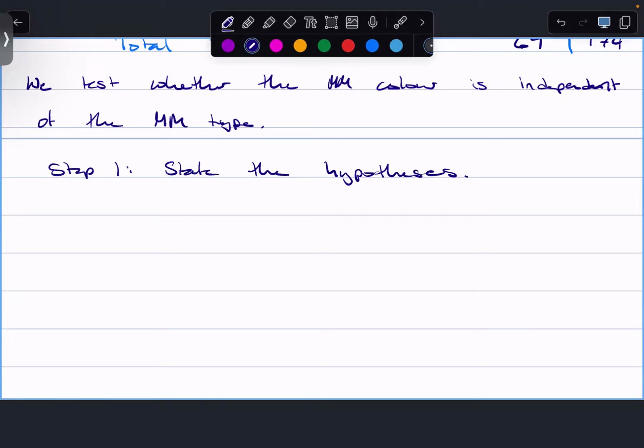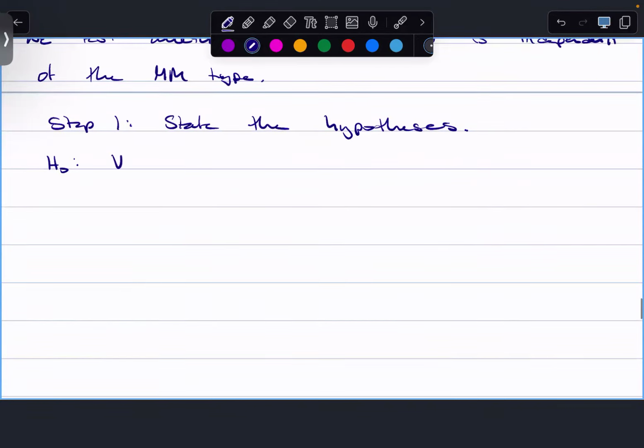For a test of independence, our hypotheses will of course be variable 1 is independent of variable 2. For our null hypothesis, we have to assume that these two groups are independent of each other until we have proof otherwise.